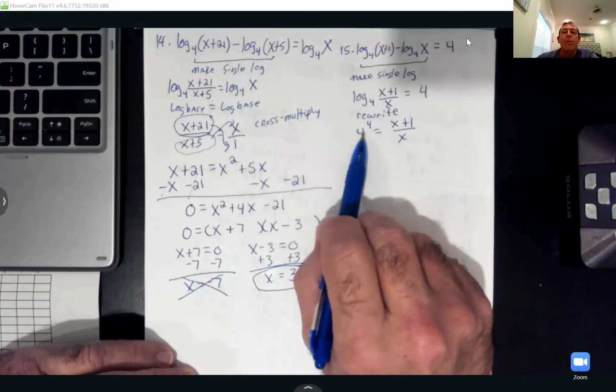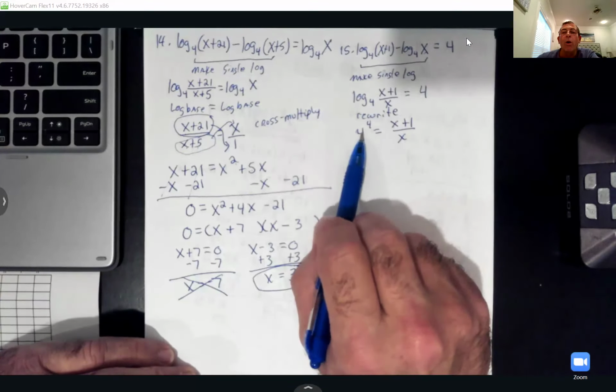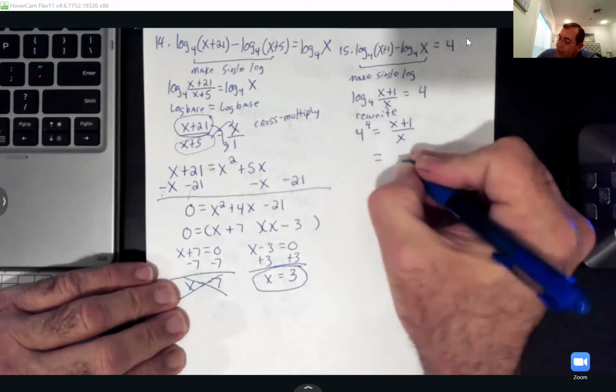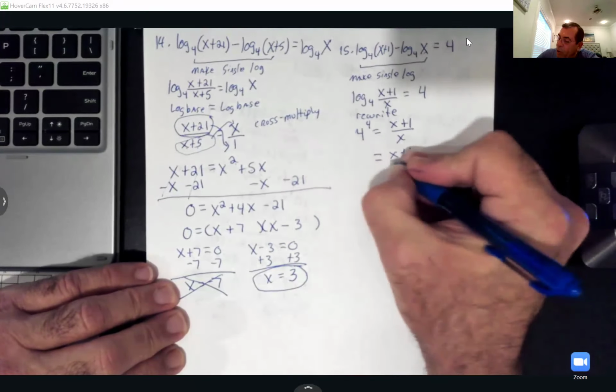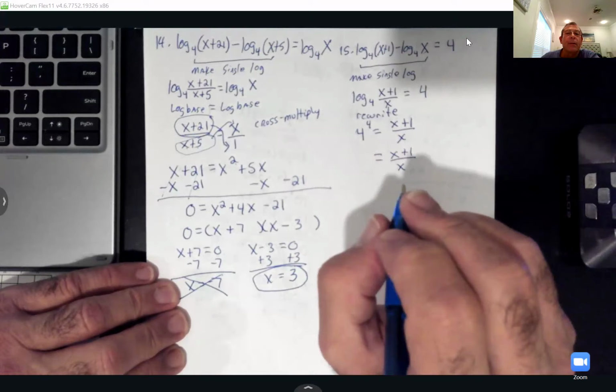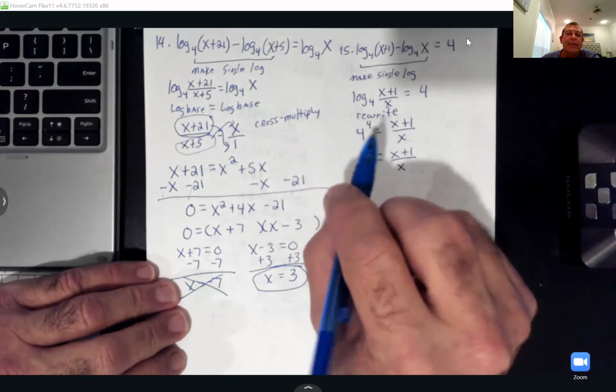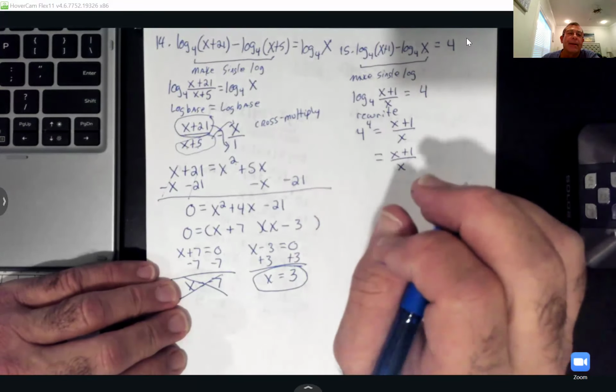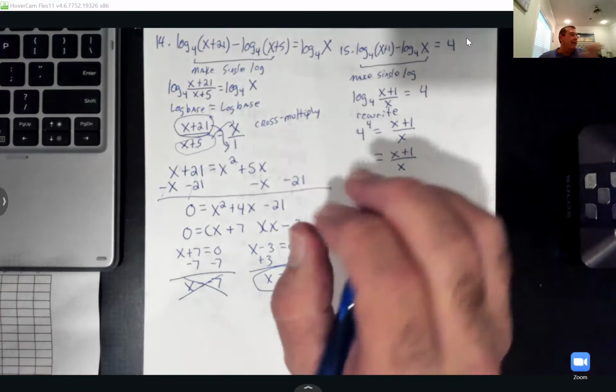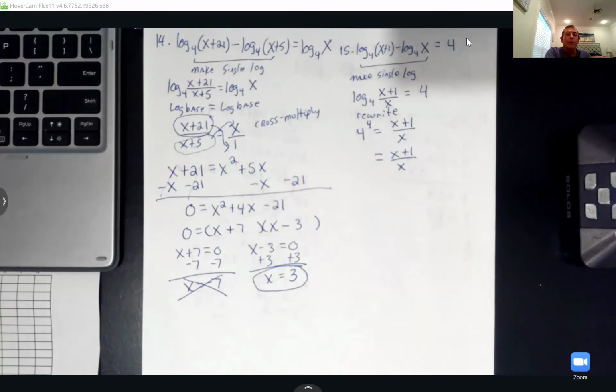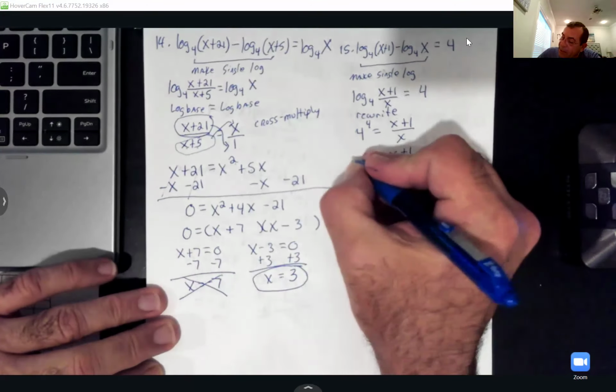All right, y'all, one of y'all punch this in for me. 4 to the 4th, and then that's going to equal x plus 1 over x. I think that's like 256. So 4 to the 4th is 256.